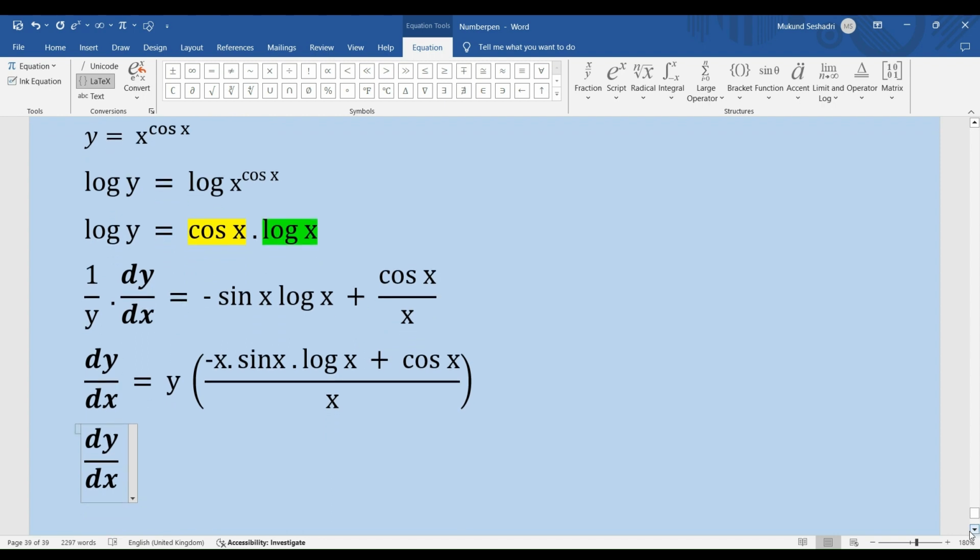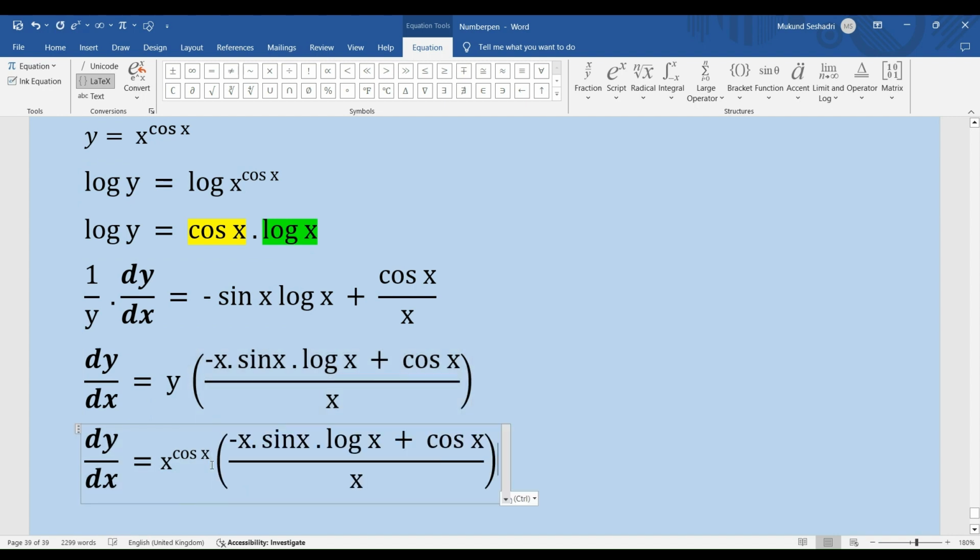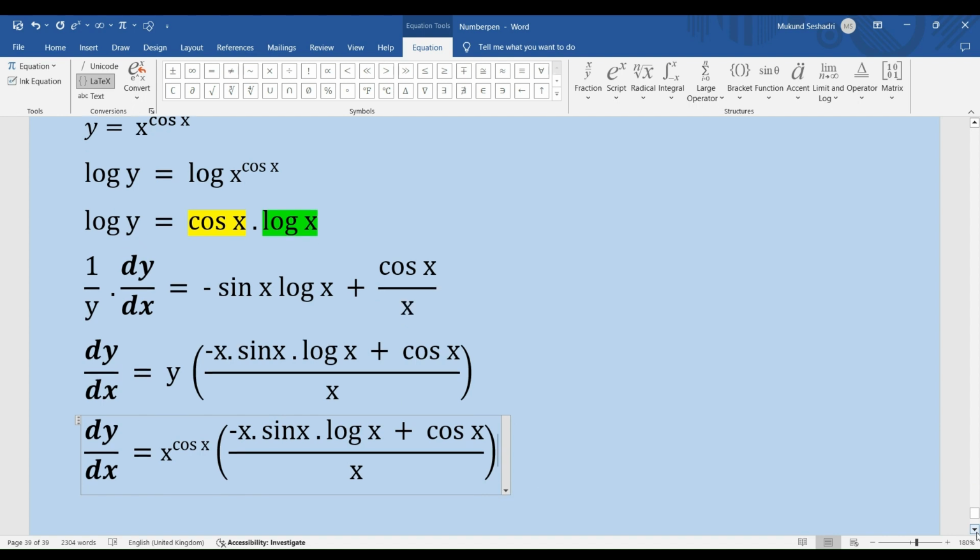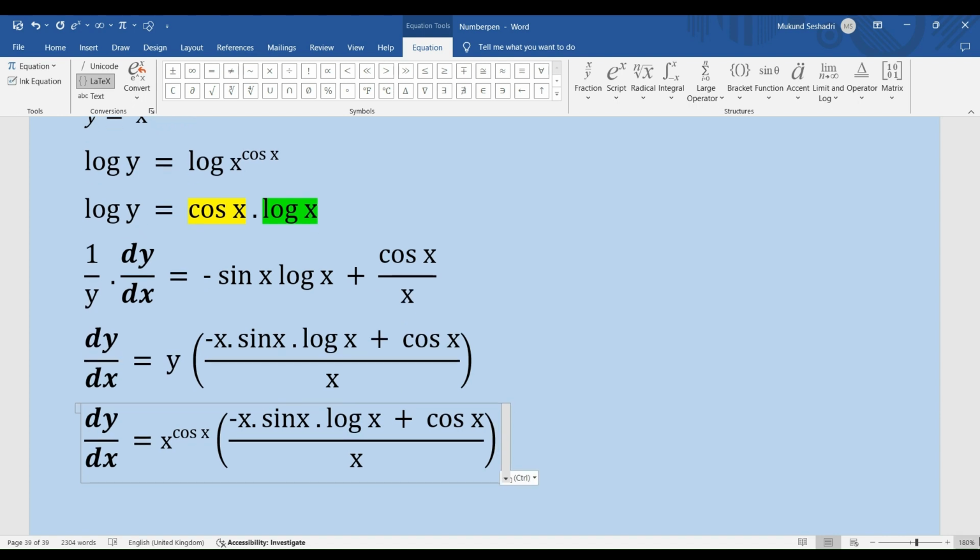So what is my y? My y is nothing but x to the power cos x, right? Because that's the original expression. I go down and I substitute y as x to the power cos x, right? For the bracket, I copy this as it is. Can we do any further simplification to this expression that we have on our screen? I think no, and therefore we will leave it as it is.